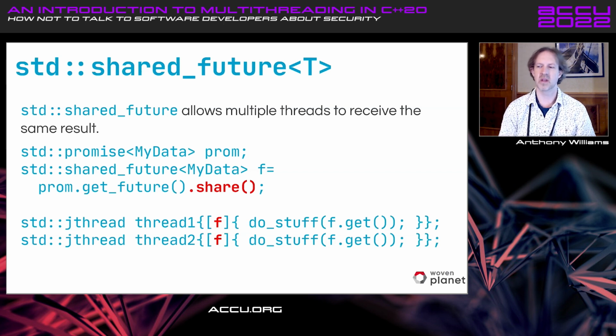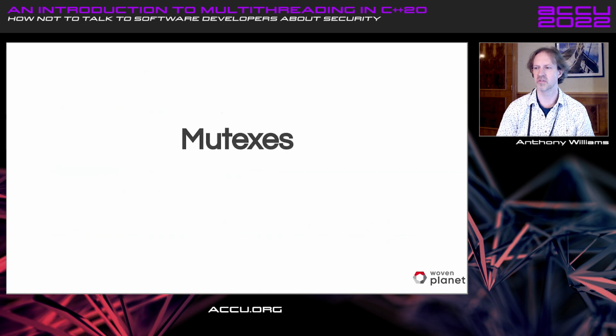But now we can have two threads, thread 1 and thread 2, that both have a copy of our shared future f, and they both call get, and that's all fine. They will both get the same reference to the same object. I hope that everything's fine. So yeah, if you can use futures, futures are better than mutexes, but often you can't because they're one shot.